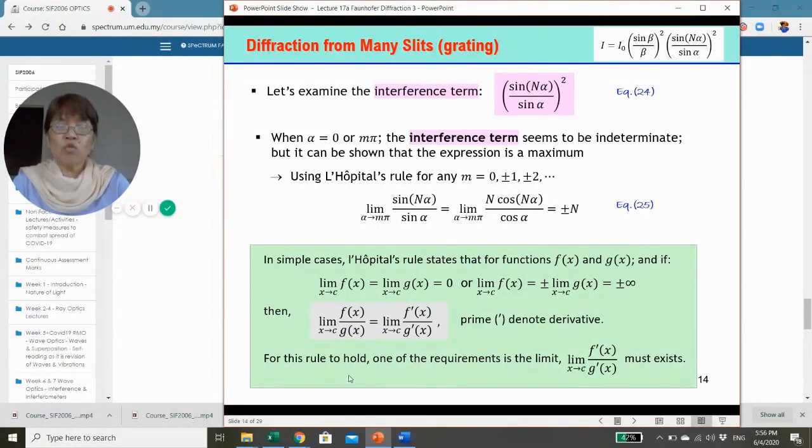Now, for this rule to hold, one of the requirements is the limit. For the limit of x to c, you have the derivative of this function, which is the derivative of sine n alpha, that gives you n cos n alpha. The derivative of sine alpha will give you cos alpha. In this case, it's easier because this becomes 1 and 1. So that's why you have the n here. So this limit must exist, and it does exist. So that's why we have this term here.